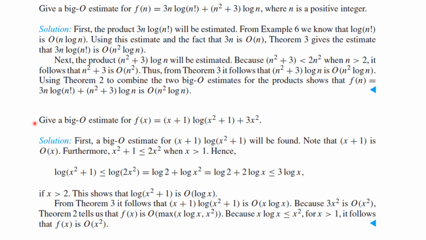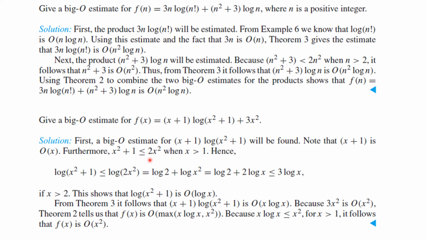Give a big O estimate for f of x equals x plus 1 times log of x squared plus 1, plus 3x squared. Now, the 3x squared is pretty easy to do because 3x squared is big O of x squared. The first term, though, is a product, and so if we look at this one, we have x plus 1 times log of x squared plus 1, and x plus 1 is big O of x.